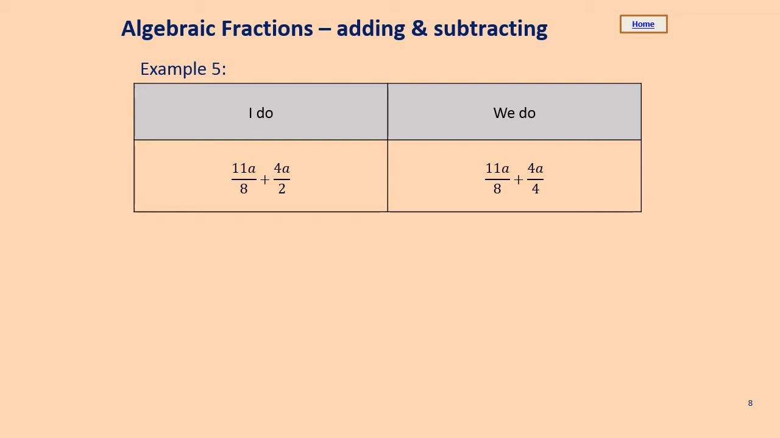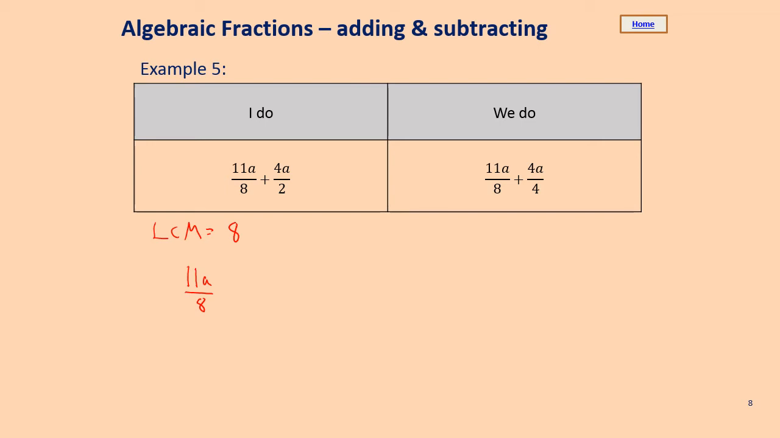So the first fraction has 8 on the denominator, the second one has 2. So the first thing you should do is ask, what's the lowest common multiple of 8 and 2? It's going to be 8. This fraction already has 8 on the bottom, so I'm going to leave that as it is, 11a over 8. The second fraction, 4a over 2.